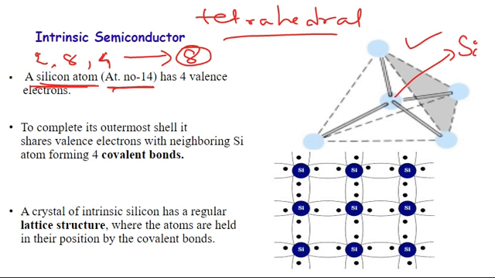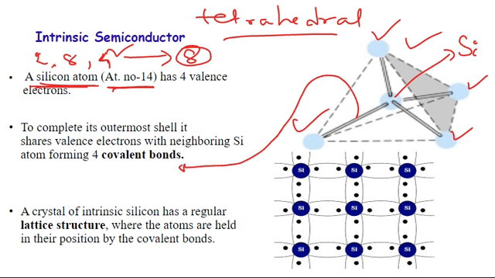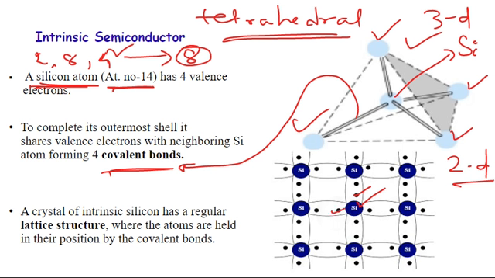To attain 8 valence electrons in its third orbit, what does it require? It requires 4 more electrons. So it shares its 4 valence electrons with 4 other silicon atoms with the help of covalent bonds and becomes stable, forming a tetrahedral structure. This is a three-dimensional view. It is much clearer in the two-dimensional view. Here you can see this silicon atom shares its 4 electrons, these dots are electrons, with the 4 silicon atoms in order to gain 8 electrons with the help of covalent bonds and become stable.